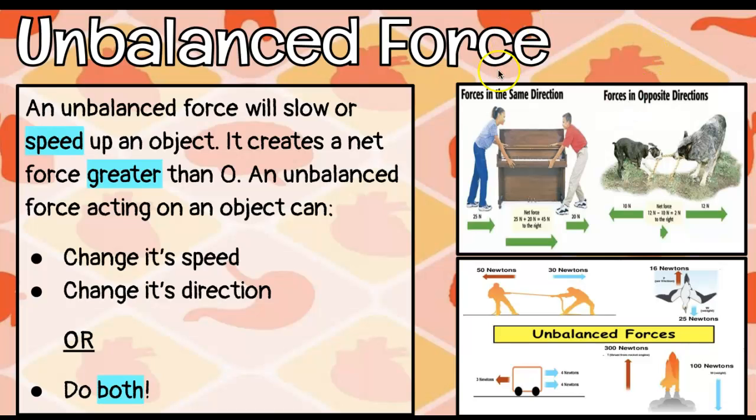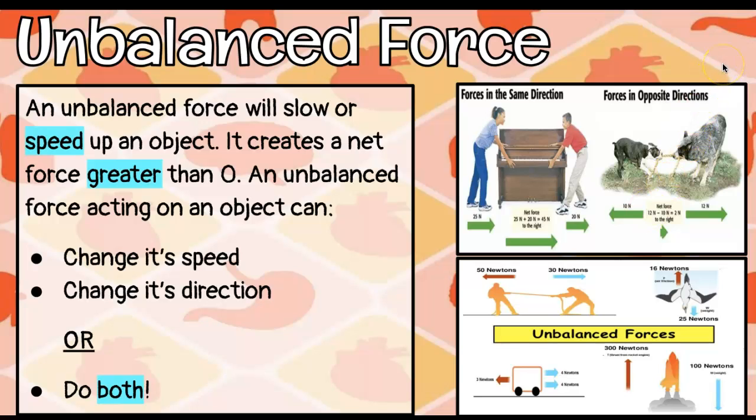So if you look at this first picture, this shows you forces in the same direction. Let's say these people are moving this piano. He's pulling it to the right. She's pushing it to the right. So they're both moving to the right. That's why you see these two arrows here. She's pushing with 25 newtons. He's pulling with 20 newtons. Since the arrows are going in the same direction, we combine that. So we're going to add 25 plus 20. That means the net force of the motion of this object is 45 newtons, and it's going to the right, in the direction of the larger force.